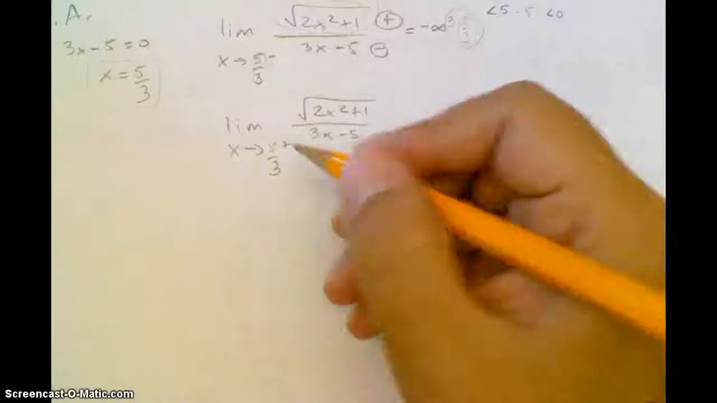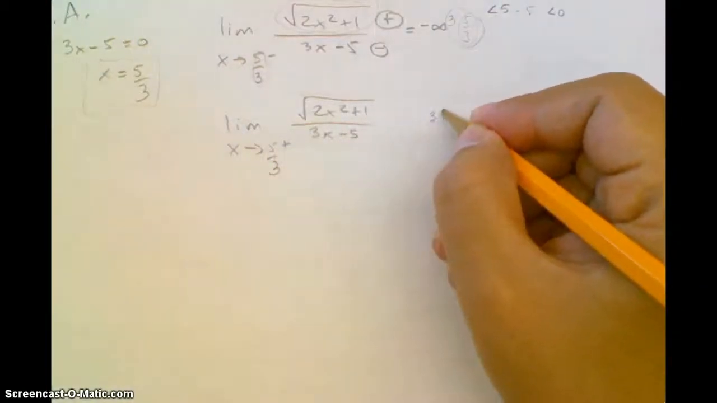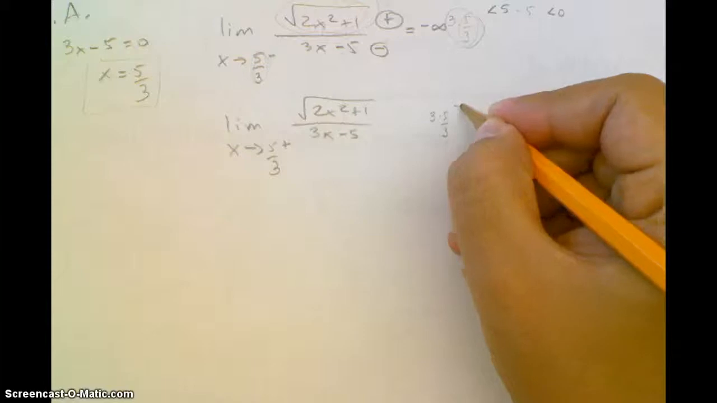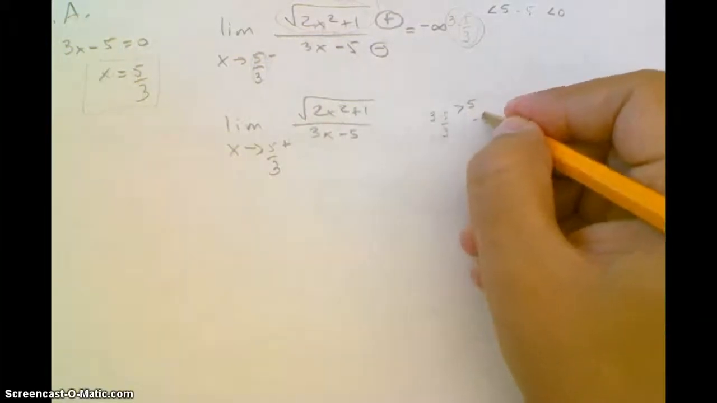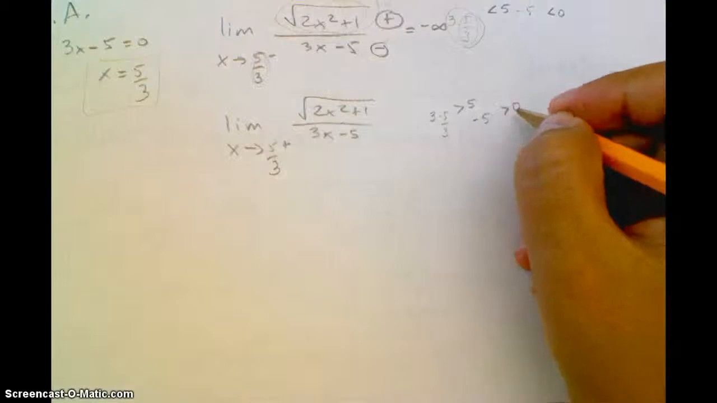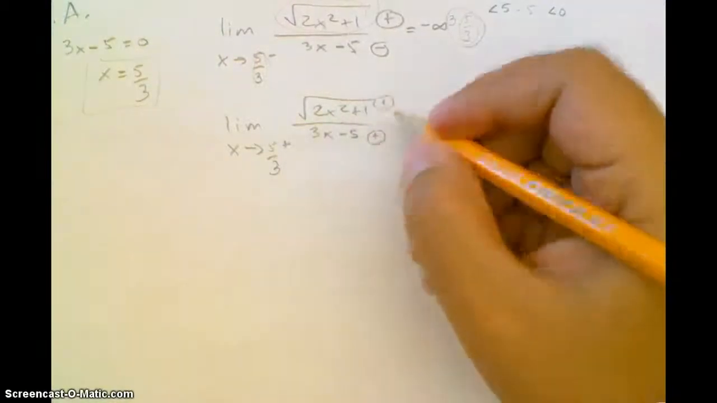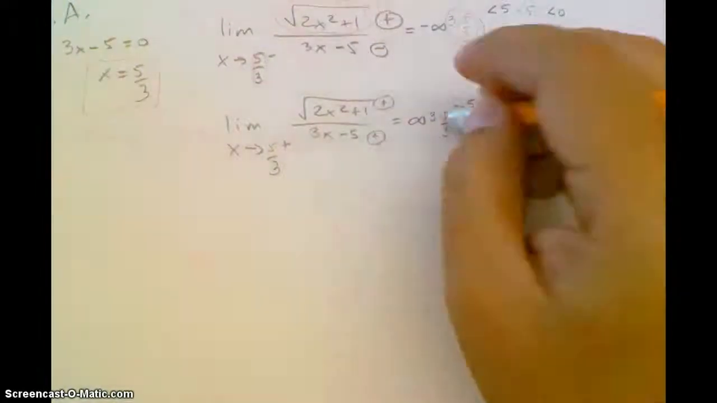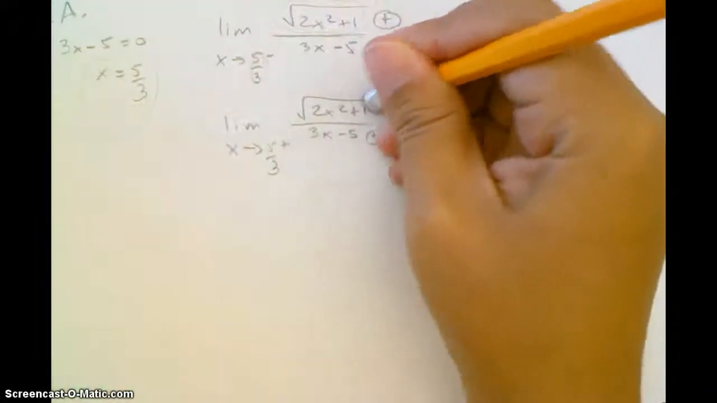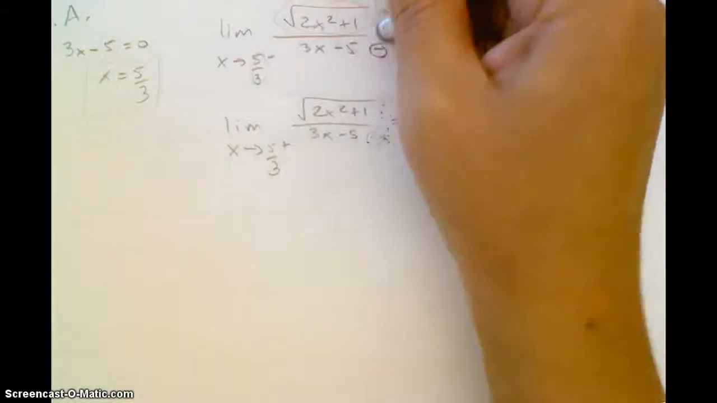Now, on the other hand, when I'm to the right of 5/3, the product 3 times x will be a bigger number than 5. When I take away 5, this answer will be bigger than 0. So the denominator is positive now in this case, and positive over positive gives me a positive value. So this limit will be positive as well. Please don't show these pluses and minus signs. This is what should be going in your head.